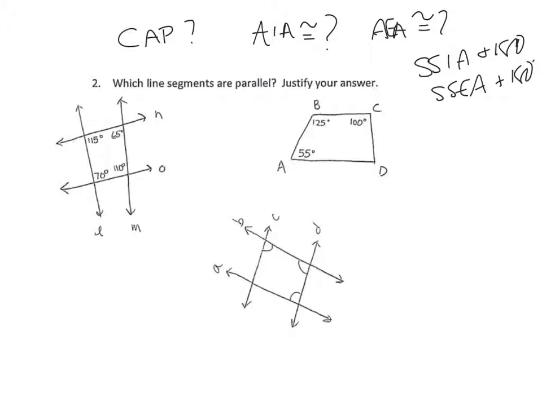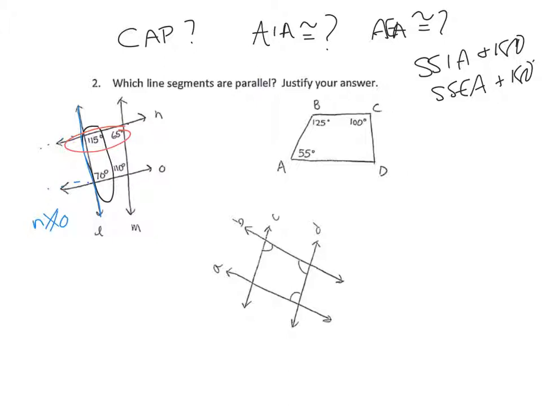That's by the converse. So if I look right here, this is my transversal, and these would be my parallel lines. These don't add up to 180, so that means that N and O are not parallel. Now I'm going to try this pair. 115 and 65 add up to 180.